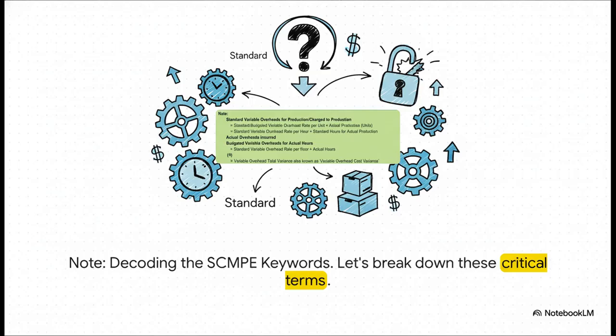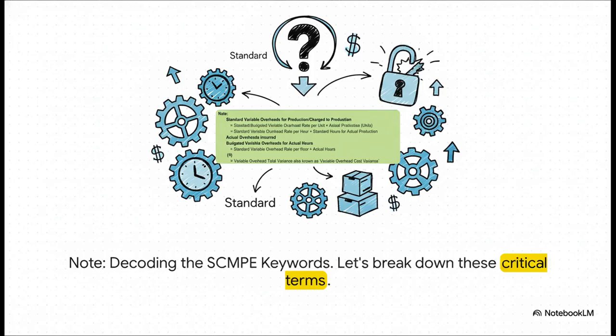We have to get these keywords right. First up, standard variable overheads for production. This is your should-have cost. You figure it out by taking the standard hours you should have needed for what you actually made, and you multiply that by the standard rate. Simple enough? But then there's the second term, and this is the tricky one.